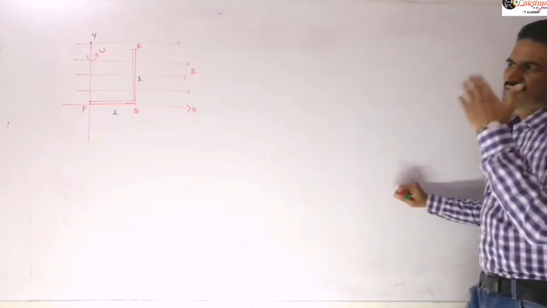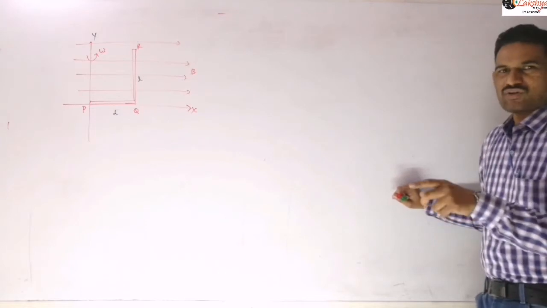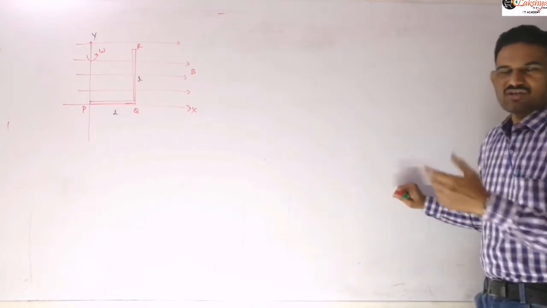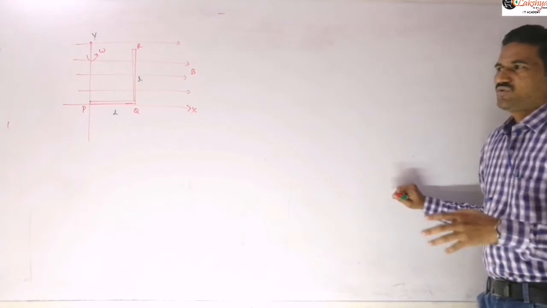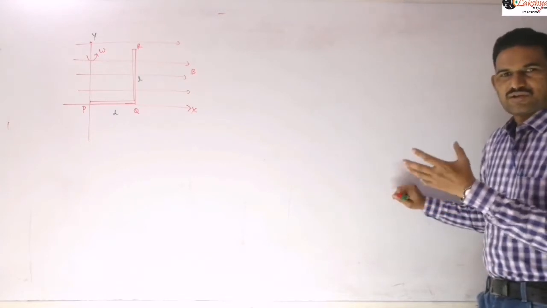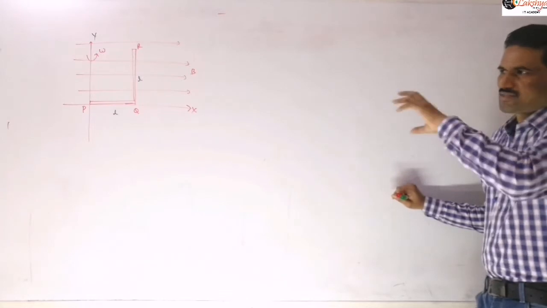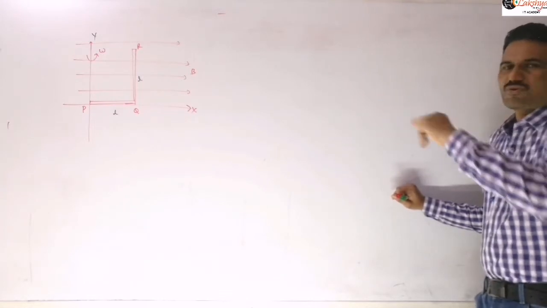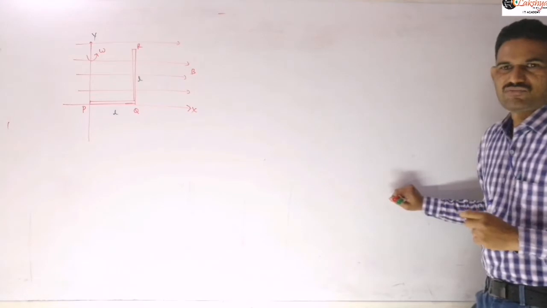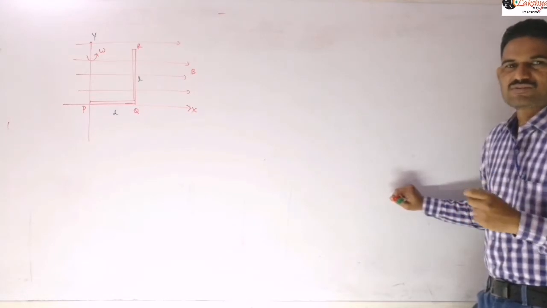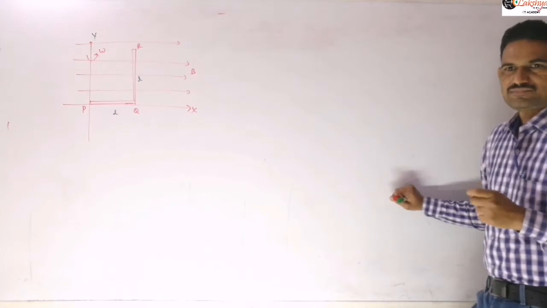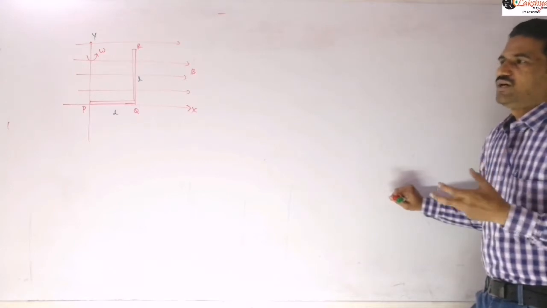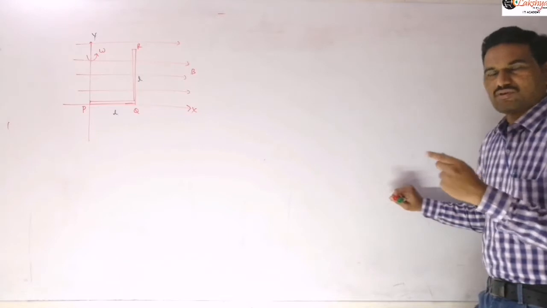Or sometimes they may ask like Q and R. If we calculate PQ and QR, you can also find the potential difference between P and R. Now you can easily solve this problem. I think further explanation is not required. The potential difference produced across this PQ rod, if you consider, is 0, right? Because PQ is parallel to the magnetic field.